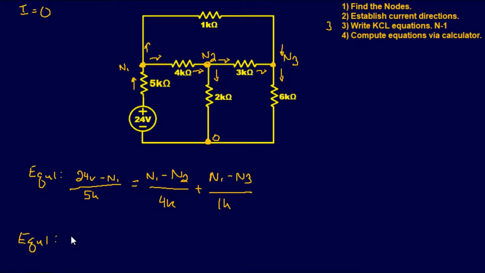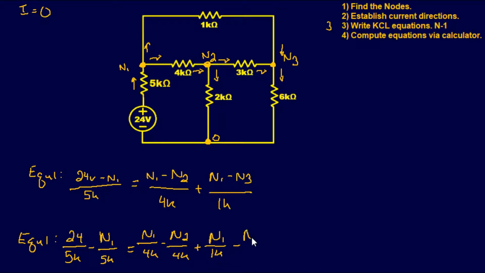Equation 1, this is 24 over 5k minus node 1 over 5k. This is going to be tedious, but we'll get through it. Node 1 over 4k minus node 2 over 4k plus node 1 over 1k minus node 3 over 1 kilo. And all I did was just break these up so that way we have common numerators just for now.